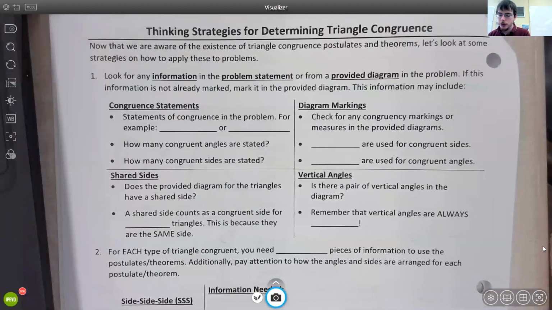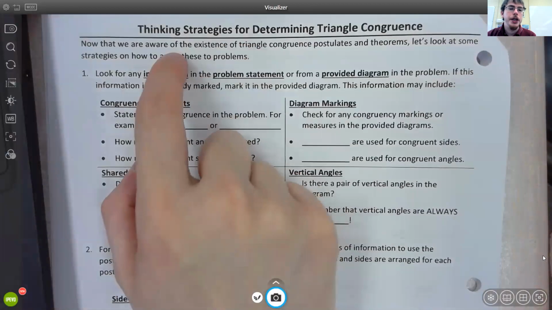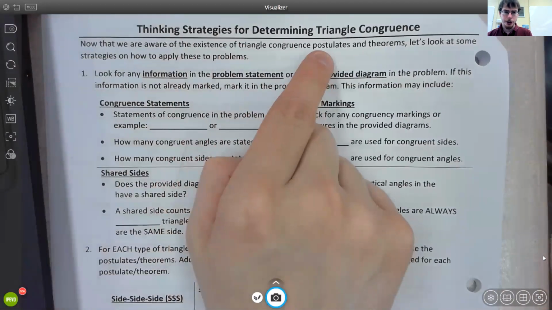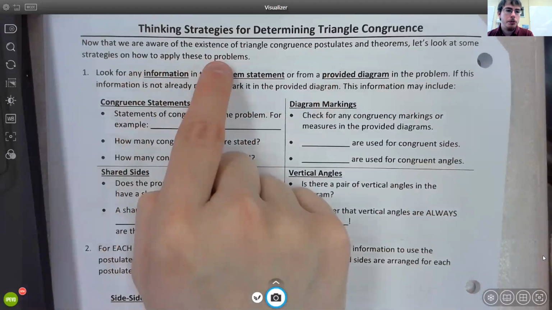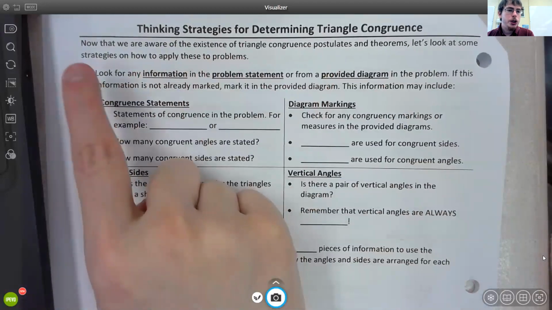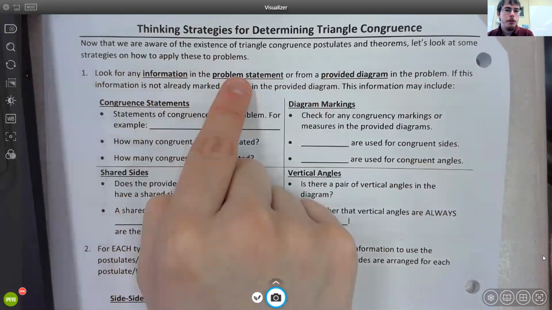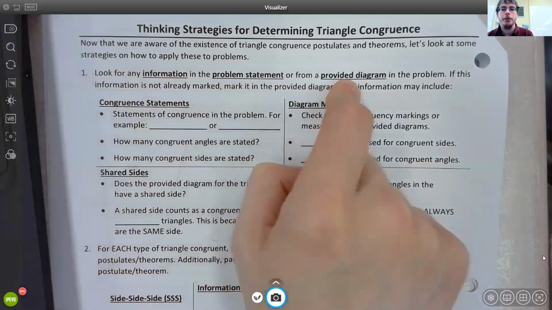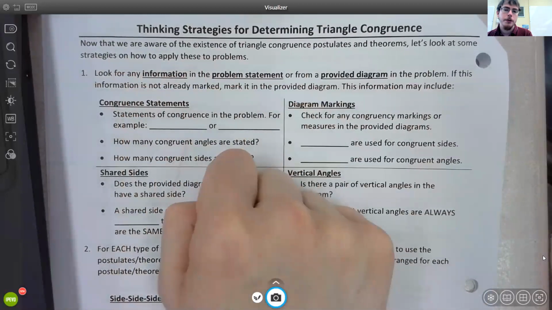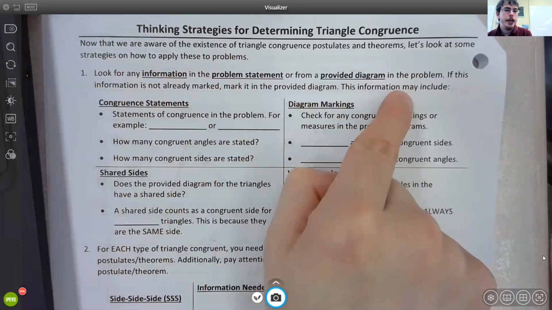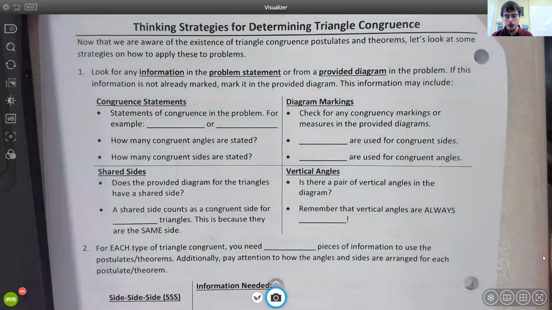So this will be real short, just because this is just getting you to think in the right ways for approaching these problems. So now that we are aware of the existence of triangle congruence postulates and theorems, let's look at some strategies on how to apply these to problems. So the first step we're going to be doing is looking for any information in the problem statement or from a provided diagram in the problem. If this information is not already marked, mark it in the provided diagram. This information may include 4 different things.